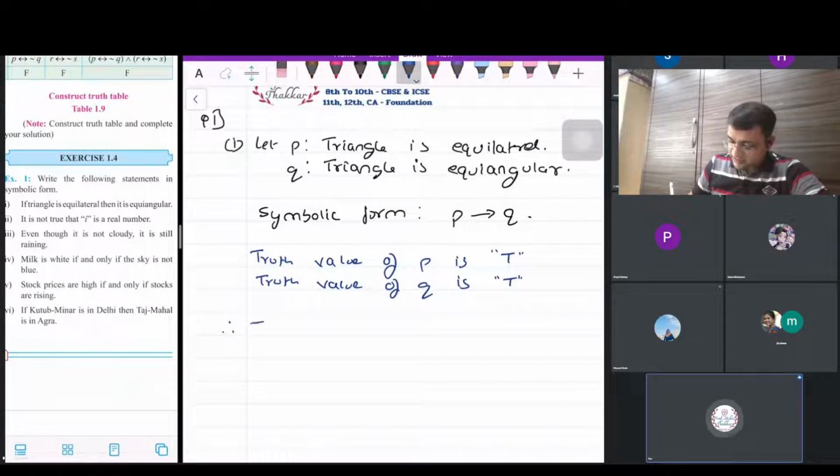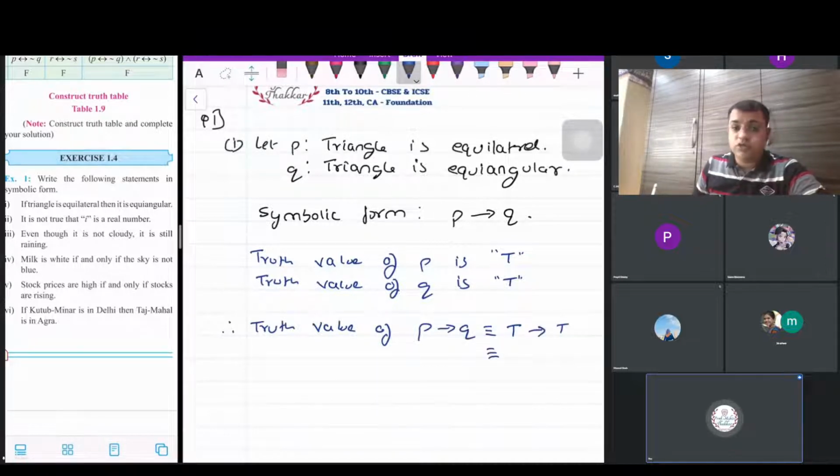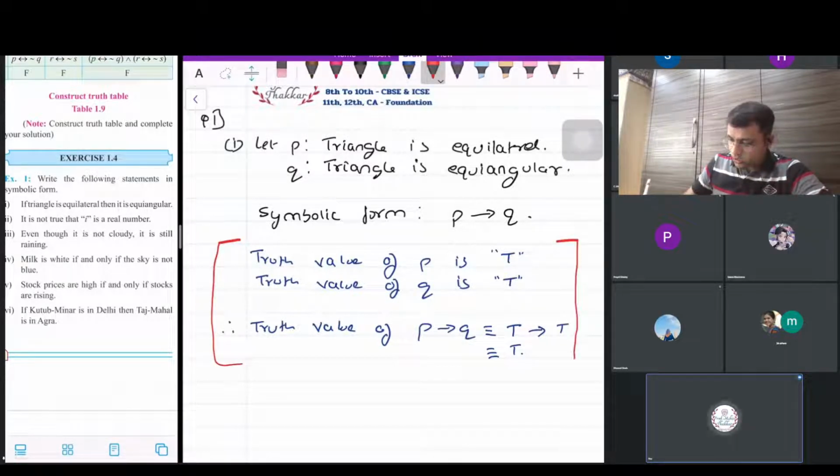Then in that case, the truth value of P implies Q is nothing but T implies T, and for implication the rule is: first T and second F, only then the answer is F, otherwise it has to be true. So I am considering that the statement is true. Now this is just a method of writing the truth value. It is not asked in the question, but I have just shown you how to represent the answer if at all it comes in the exams. Okay, let us see the next.